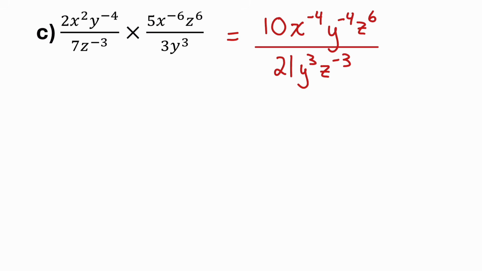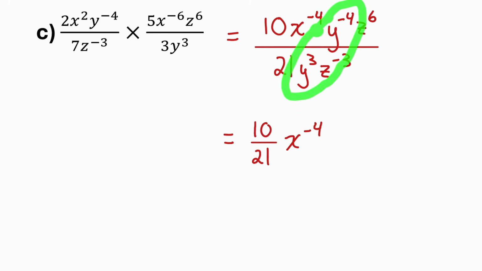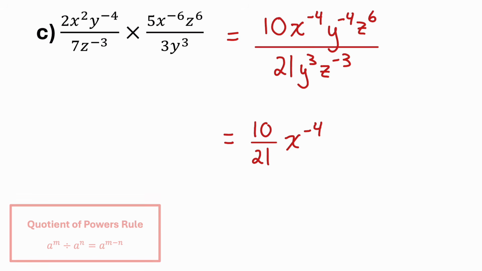And now at this step, I can look to divide any powers that have the same base to simplify this expression. The constant factors, 10 over 21, that fraction does not simplify, so I'll leave that fraction of 10 over 21. This is the only power of x, so I'll leave it. There are two powers of y being divided. Using the quotient of powers rule, I could combine them into a single power by keeping that base of y and subtracting their exponents, -4 minus 3, which is -7.